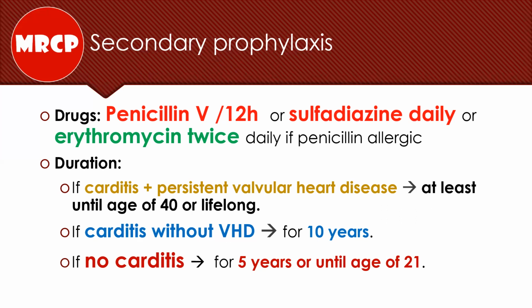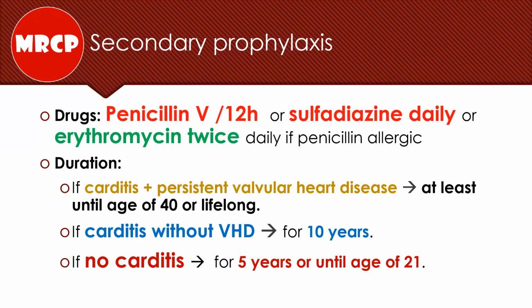We use either penicillin V every 12 hours or sulfadiazine daily or erythromycin twice daily if the patient is penicillin allergic. So what about the duration? Duration here is very important because, as I told you, it's closely related to the degree of damage, or the impact of rheumatic fever on the heart itself. If the patient has carditis with persistent valvular heart disease, this patient should receive prophylaxis at least until the age of 40 or lifelong.